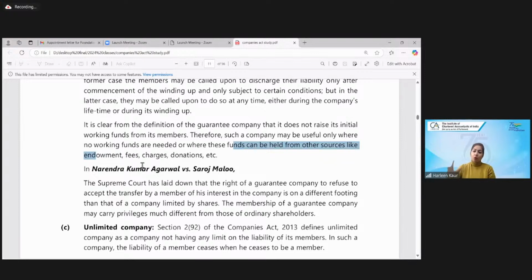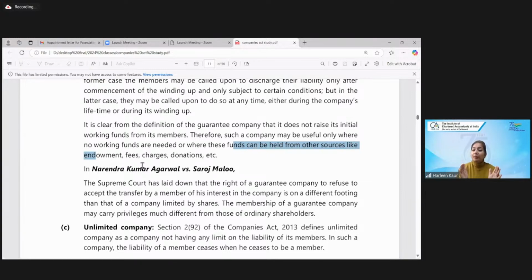What is the meaning of endowment fees? Endowment fees means certain people are giving you a charity that this amount shall be used only for this specific purpose. So an agreement is made where they tell you that this is the amount, 10,000, suppose I'm giving to some certain society and I'm doing a charity and I'm telling them that this amount should be used only for this particular purpose. But other fees, charges, donations, you're just giving it as a charity to another person.